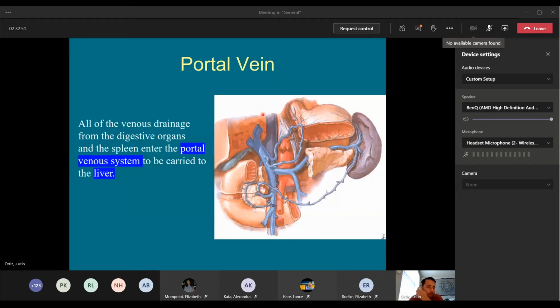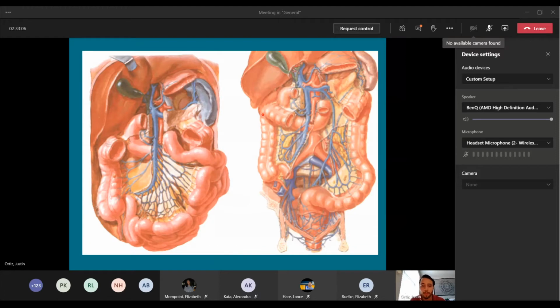We'll talk about this a lot more, but the portal venous system we know is going to be between the liver and the spleen, basically, but it's going to be a lot of digestive organs. I mean, it's not just the spleen, but the spleen and digestive organs are all going to connect to the liver via the portal vein, which we'll talk about a lot more. So I won't hone in on that too much.